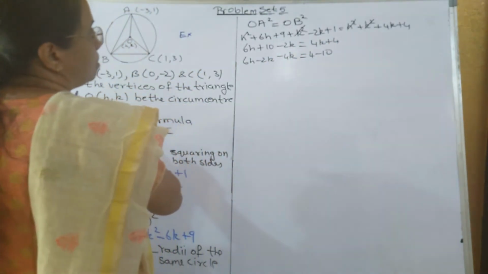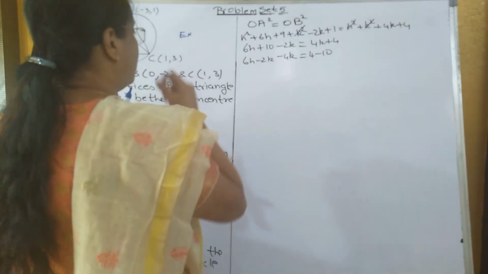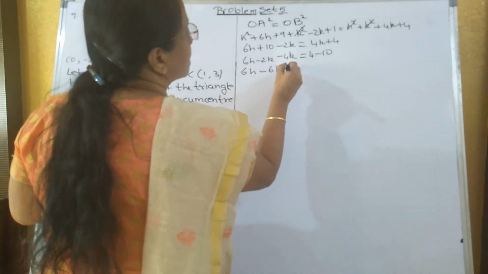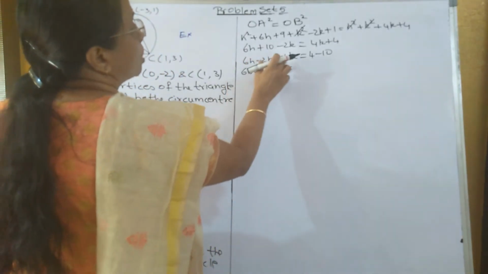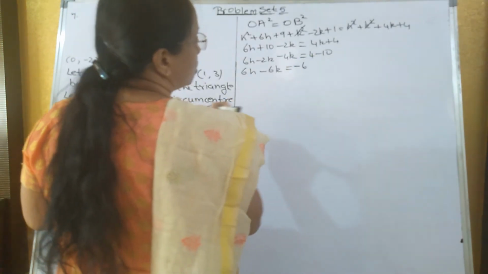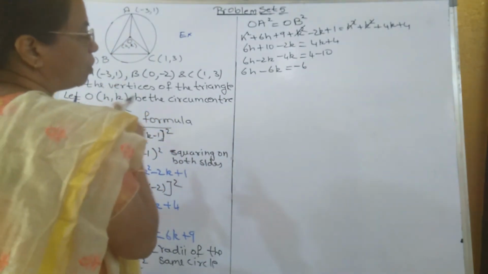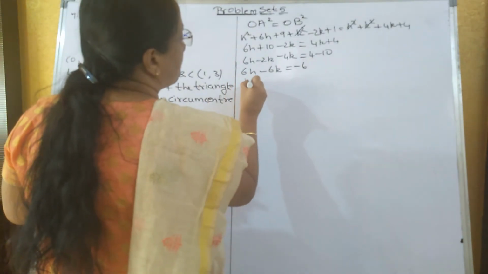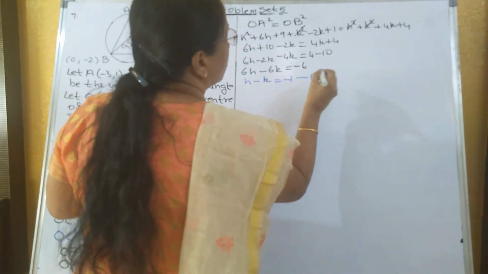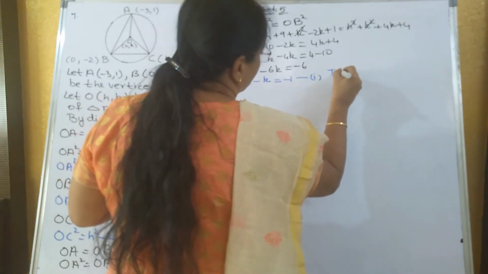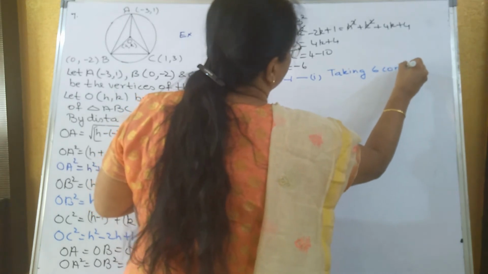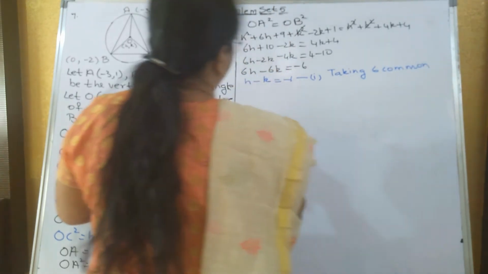Now over here, 6h minus 2k minus 4k is what? Minus 6k. 4 minus 10 is how much? Minus 6. Now take 6 common in this. So what you'll get? h minus k is equal to minus 1. Let this be equation 1. So equation 1 we have got.